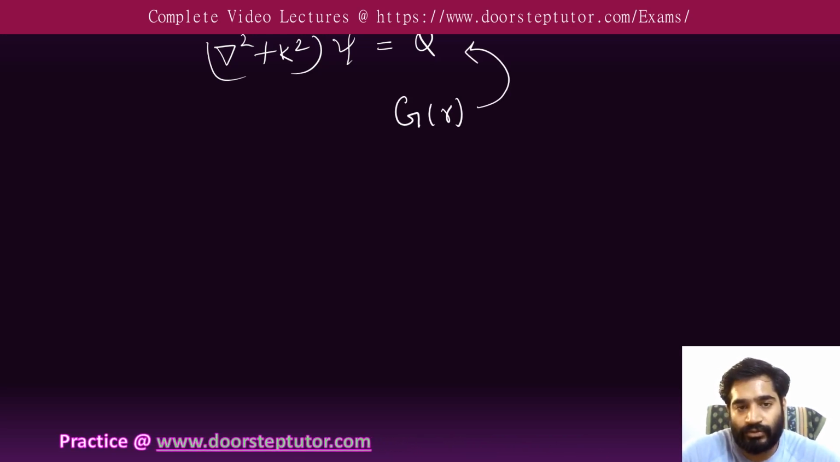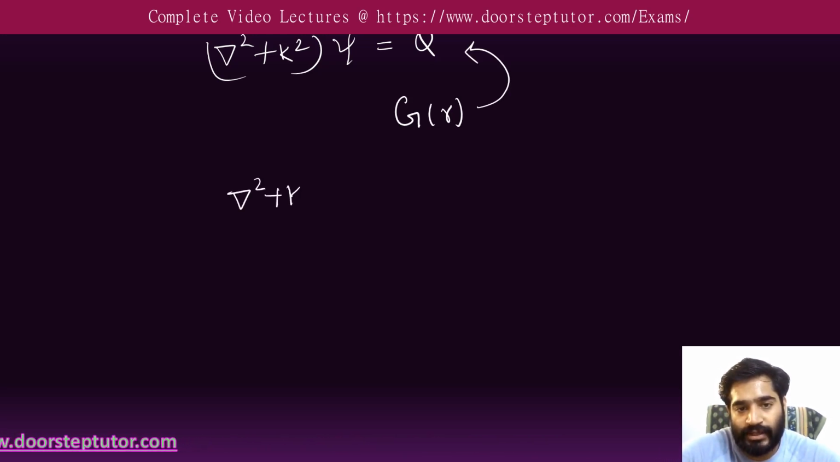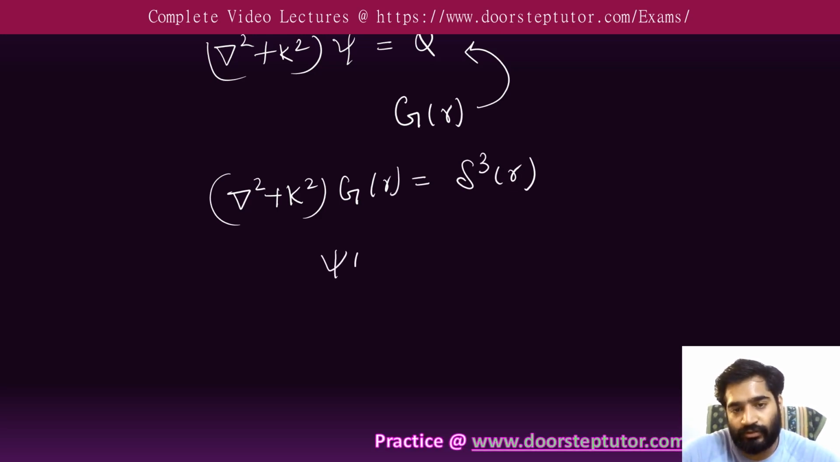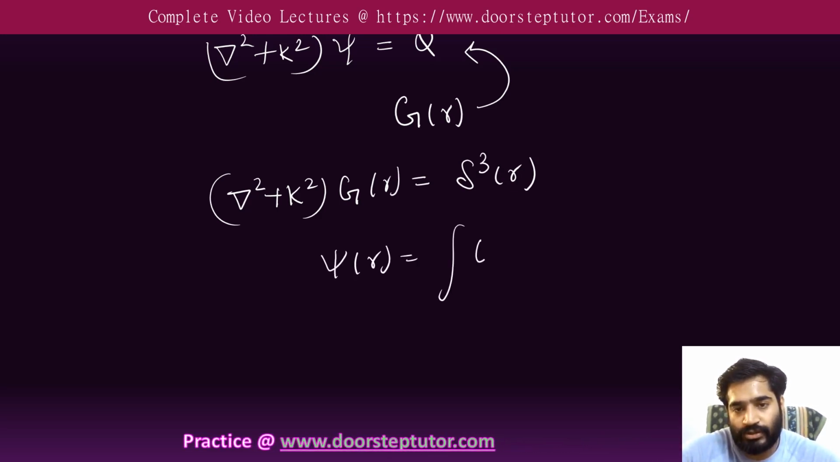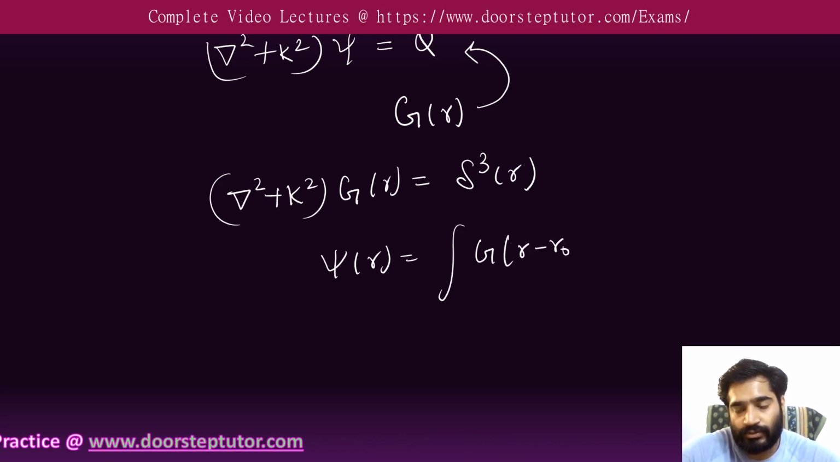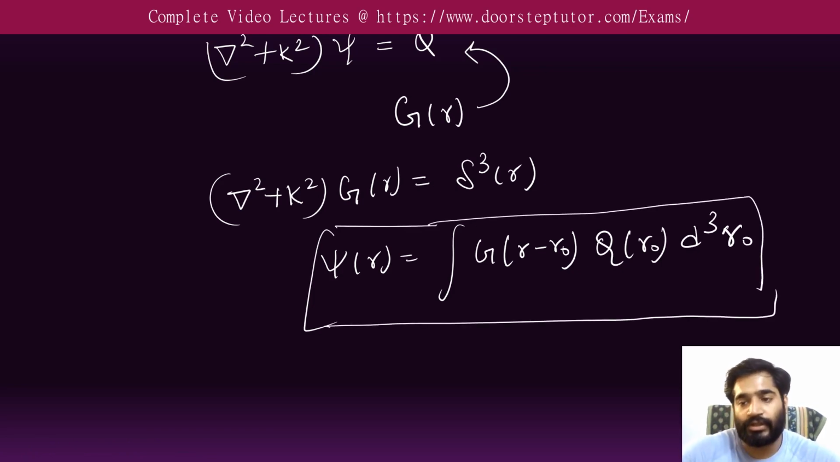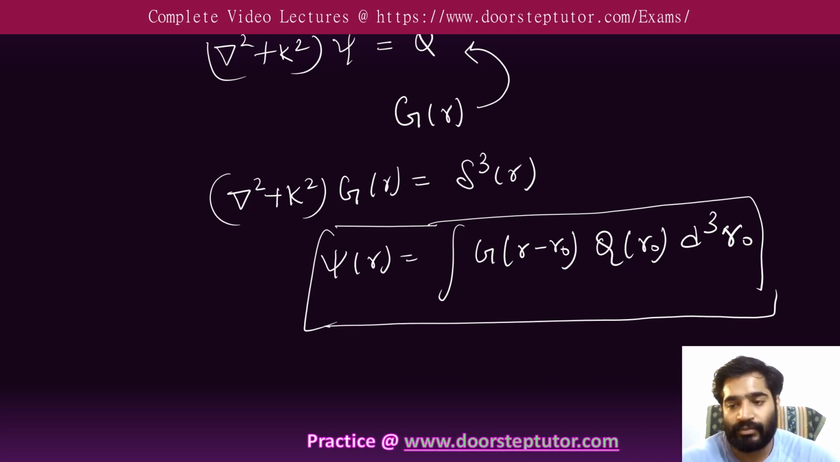But how? Del square plus k square acting on G of r must equal the delta function of r, and from here I can find the value of psi as a function of r, which is going to be the integral of G of r minus r naught times Q of r naught, d3 r naught. This is the function of r for the Schrodinger equation that we have considered.